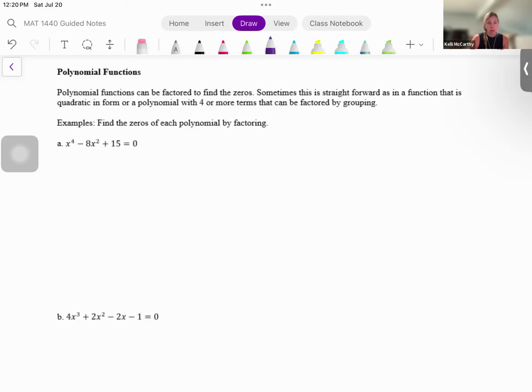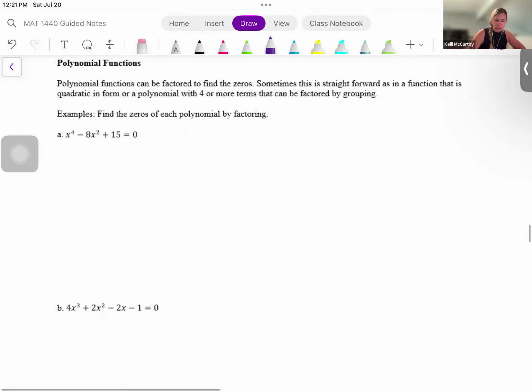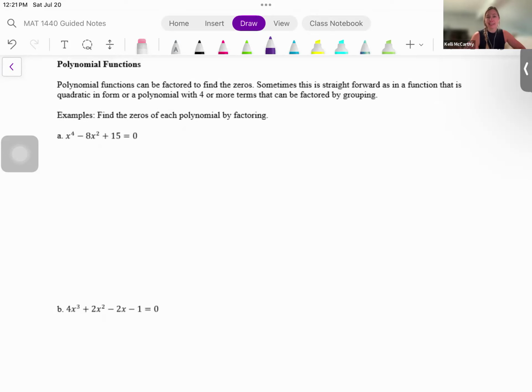A polynomial function can be factored to find the zeros. Sometimes this is very straightforward, especially if it's a quadratic or we've got a polynomial of 4 terms that can be factored by grouping. But that's not always going to be the case. But let's just review finding the zeros of polynomials that are not a degree of 2. So we have x to the 4th minus 8x squared plus 15 equals 0. So this is similar to a type of equation we've seen in the past. This is set up in quadratic form. So we can use u substitution to help us visualize the factors of this a little bit easier.